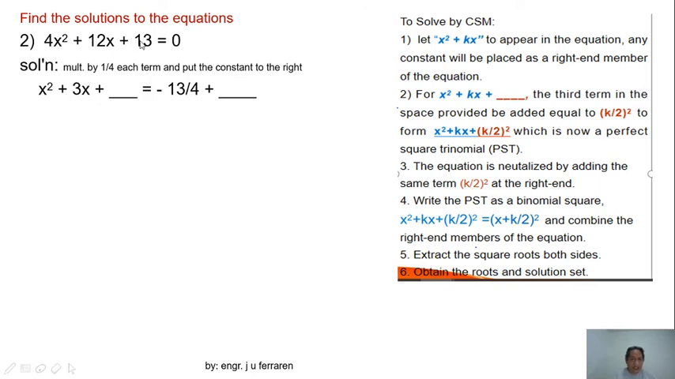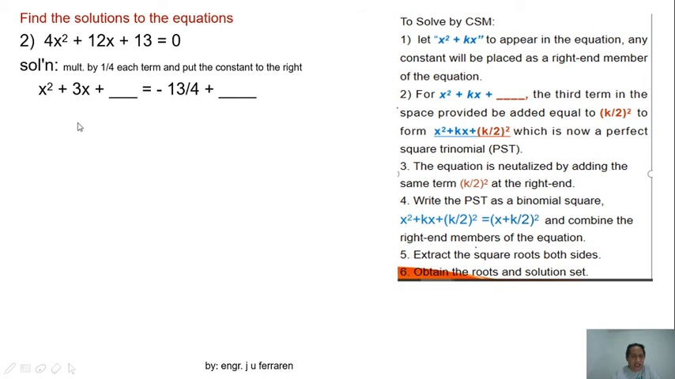And your 13 is also to be divided with 4. But it is not exactly divisible, so you can express that in terms of a fraction to be exact. So, minus 13 over 4. I'll be adding a term here, and then it should be neutralized with another term. The term to be added here is the k over 2 squared, or the square of k over 2.